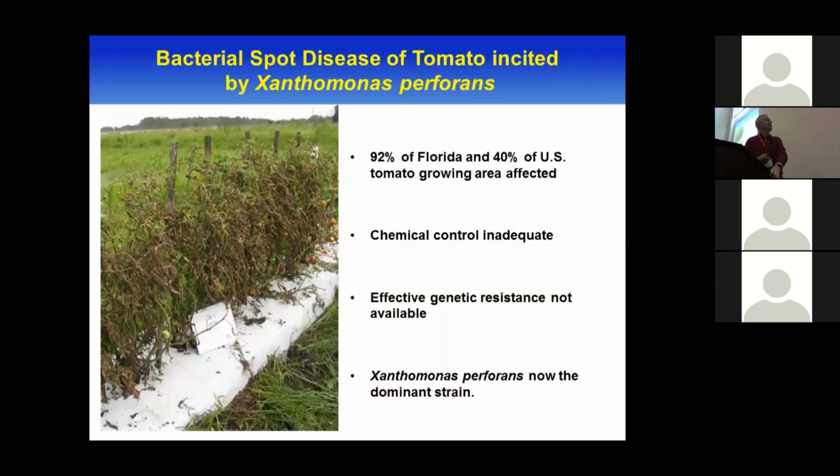So here's an example of what we've done, that has been around for a long time. This is bacterial spot disease in tomato caused by Xanthomonas perforans. About 92% of Florida, and about 40% of the US growing area, is infected by this. Chemical control is ineffective. People have tried to use copper sprays, and you can imagine copper resistance has appeared. Even though they still use it, if you go to Florida you would see tomato fields blue, but it actually has absolutely no use whatsoever. In tomato, there really isn't any effective genetic resistance available. And Xanthomonas perforans is now the dominant strain.